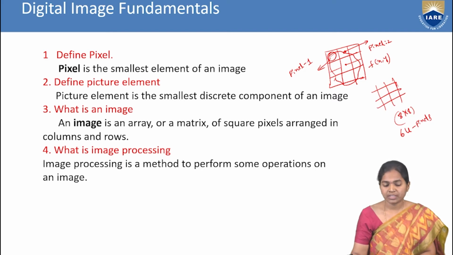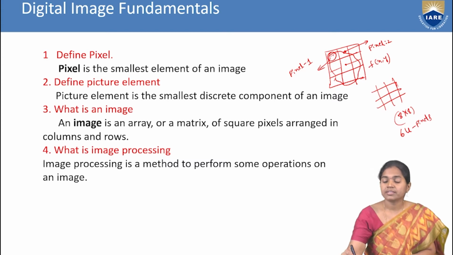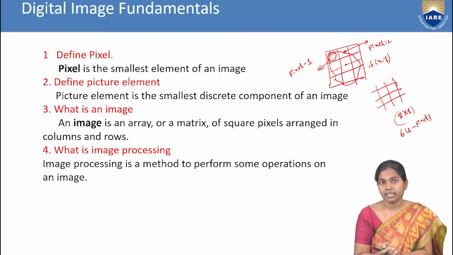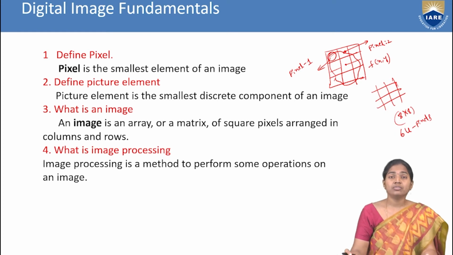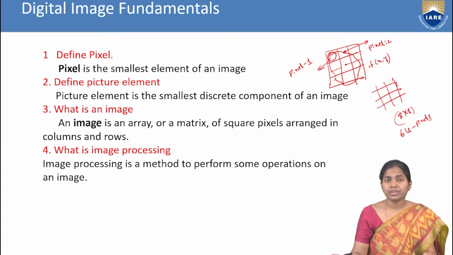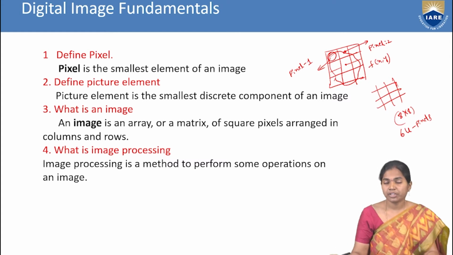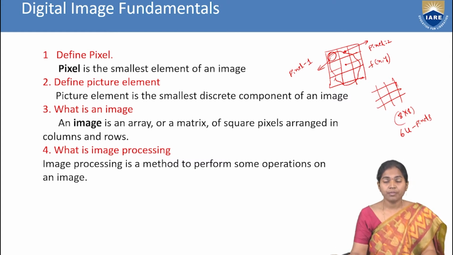What is image processing? Image processing is when we have an image, for example consider this image, and we apply some mathematical operation on it. When we go for transformation, enhancement, segmentation or compression, we are applying one of these processes on that image, that is, a mathematical or transformation function, enhancement or filters. Applying any one operation on an image is image processing. So image processing is a method to perform some operations on an image.